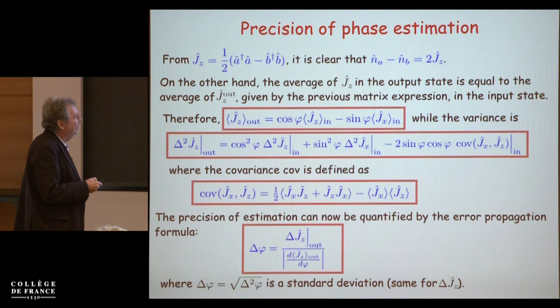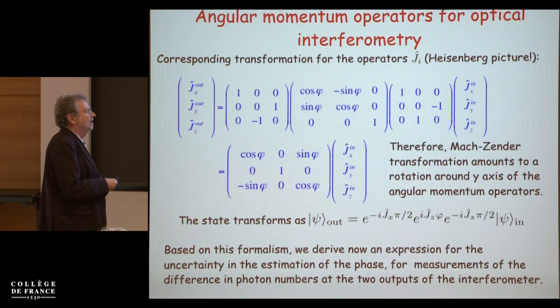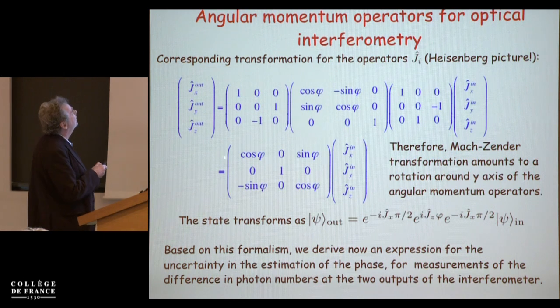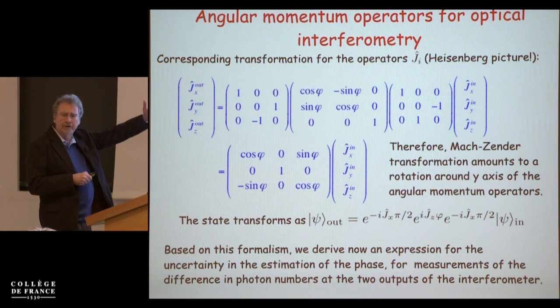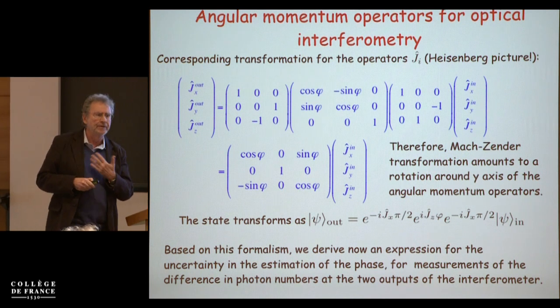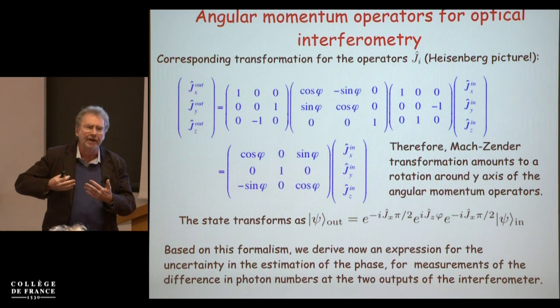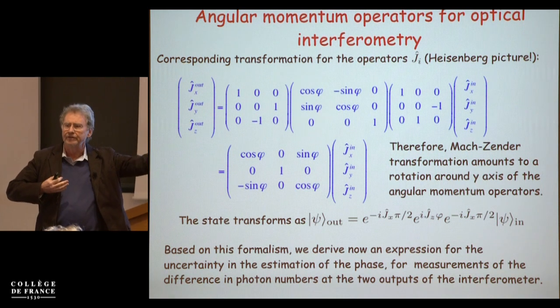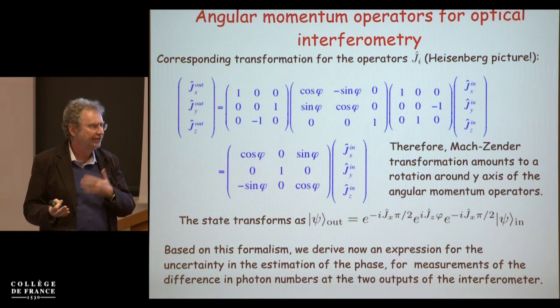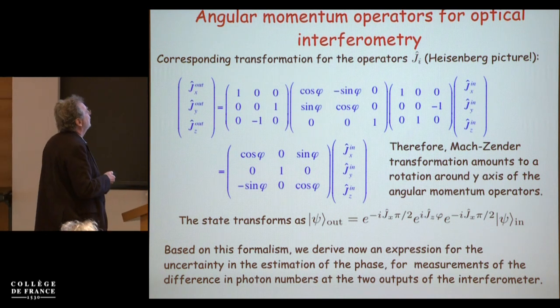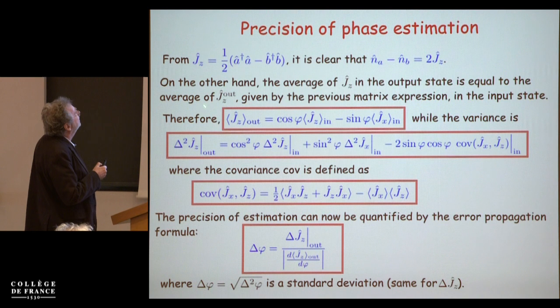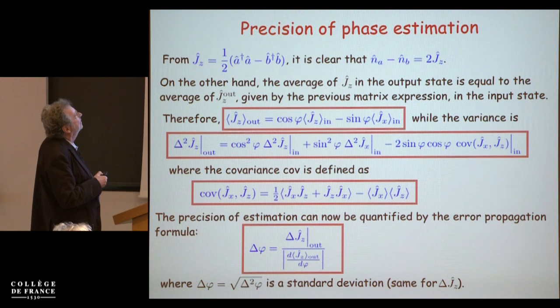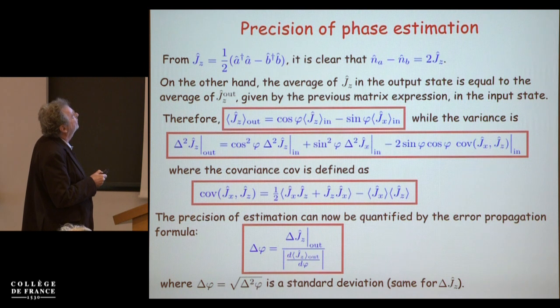On the other hand, if you look at this expression here, that's really a Heisenberg picture expression. You have here the outgoing operator in terms of the incoming operator. So in this point of view, we are letting the operators evolve in time, while the state remains fixed. Okay, that's the so-called Heisenberg picture. Now, if you are interested in measuring the average of the outgoing operator, that's equivalent to calculating the average of Jz in the incoming state.